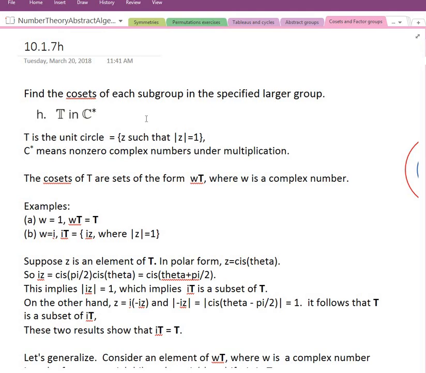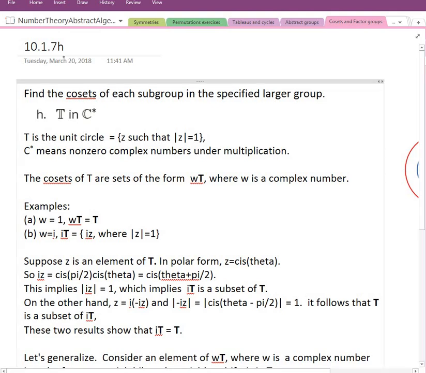All right, this problem 10.1.7h I want to do a little bit carefully so you can see the steps. So here's find the cosets of each subgroup in the specified larger group. So I'm trying to find the cosets of T in C star. Now C star means it's a multiplicative group because the star means that 0 is not contained.